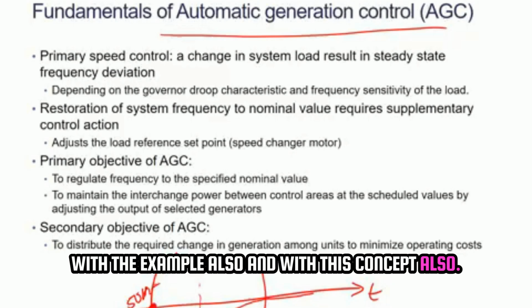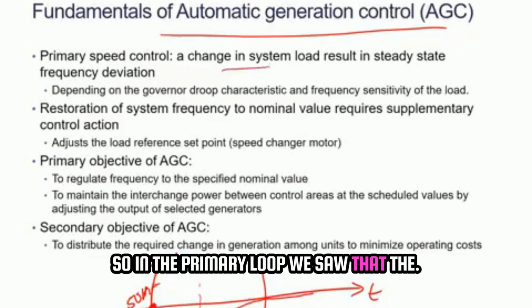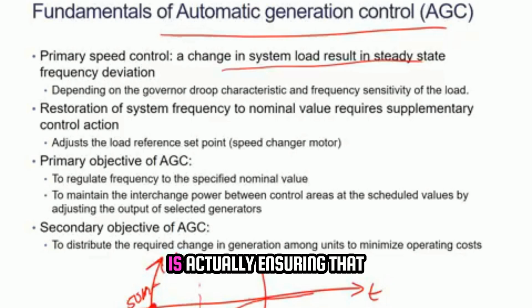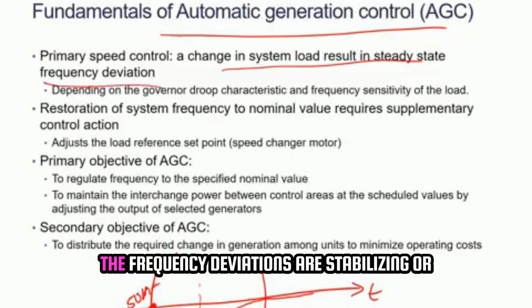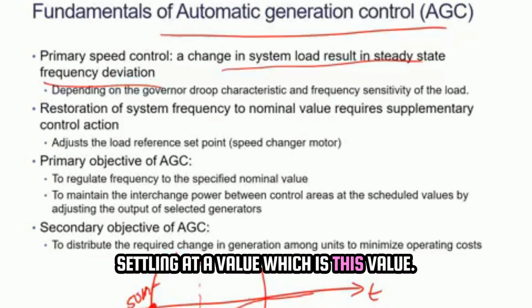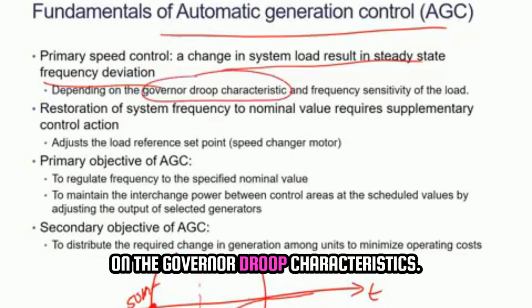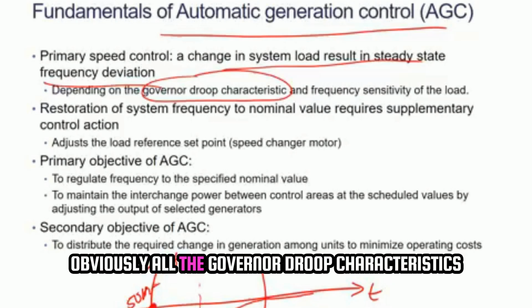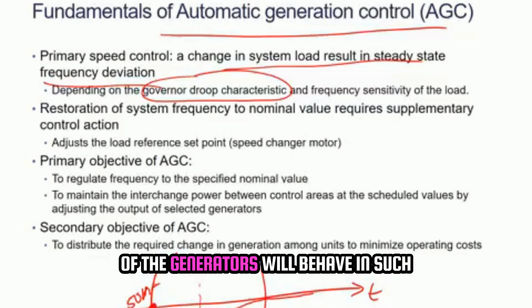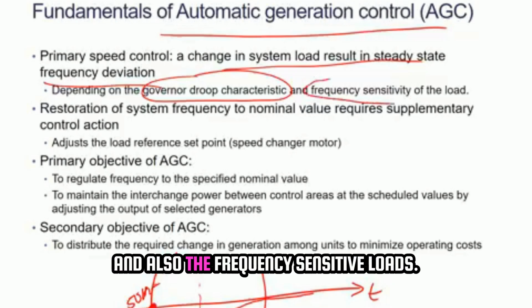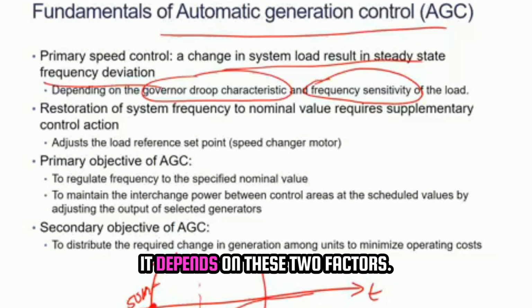So in the primary loop, we saw that the load change or whatever change has happened is ensuring that the frequency deviations are stabilizing or settling at a value, which is this value. And this depends on the governor droop characteristics. Obviously, the governor droop characteristics of the generators will behave in such a way that it will stabilize the frequency. And also the frequency sensitive loads. It depends on these two factors. This is what we saw till now.